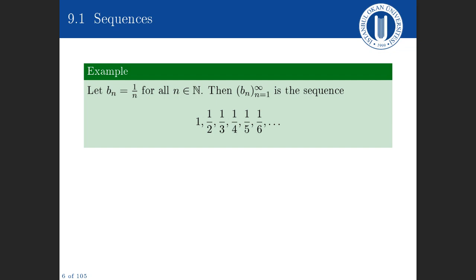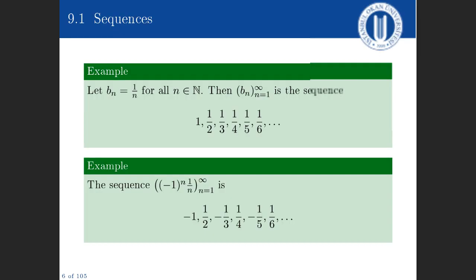Let's do some examples. For example, let Bn be equal to 1 over n for all n in the natural numbers. Then Bn is the sequence 1, a half, a third, a quarter, a fifth, a sixth, etc. Or we might look at the sequence minus 1 to the power n multiplied by 1 over n, from n equal to 1 to infinity. This is the sequence minus 1, plus a half, minus a third, plus a quarter, minus a fifth, plus a sixth, etc.